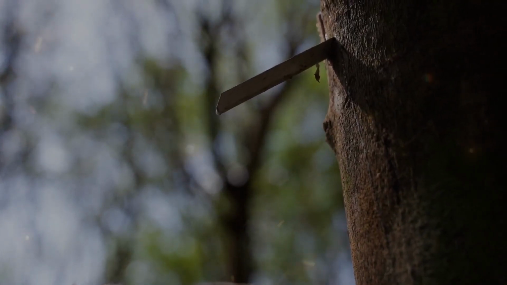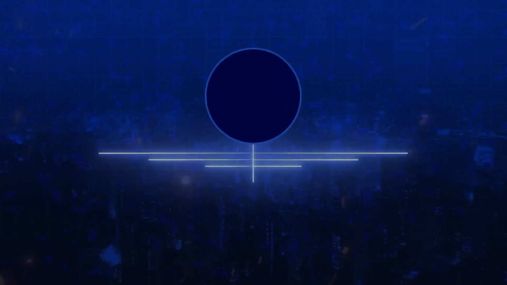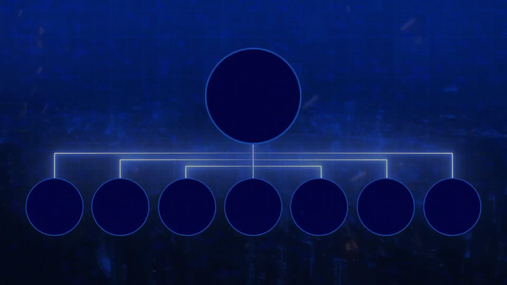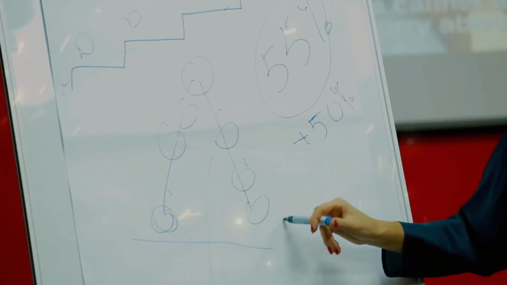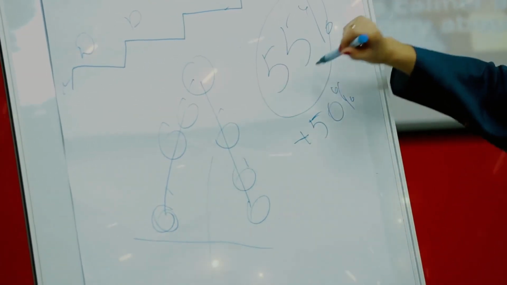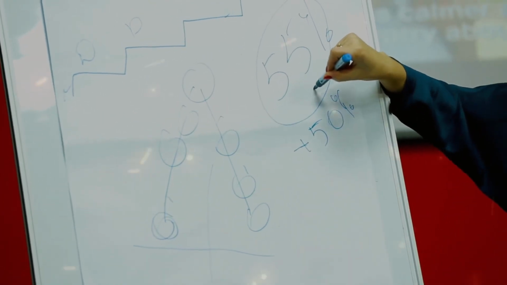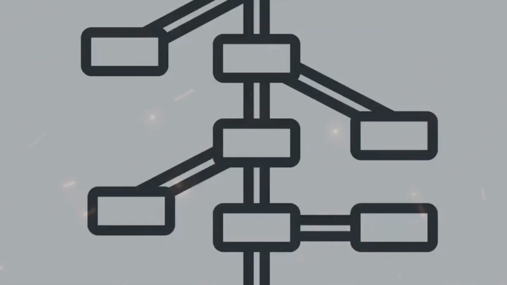From this trunk, branches emerge, each representing a possible answer or a subsequent question. You follow a path down these branches, making decisions at each junction, until you reach a leaf. This leaf gives you an outcome, a prediction, or a classification. It's a simple yet surprisingly effective way to model decisions.